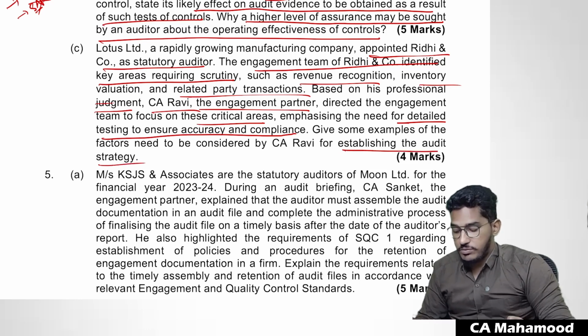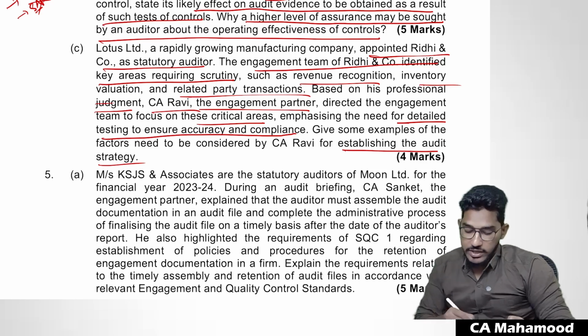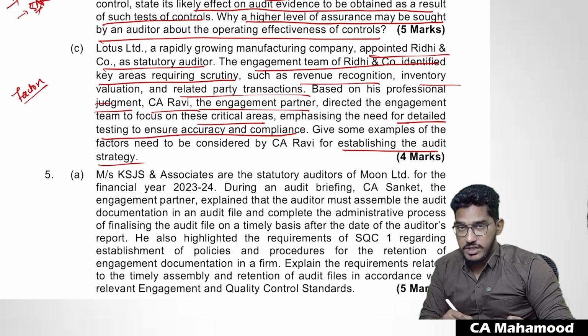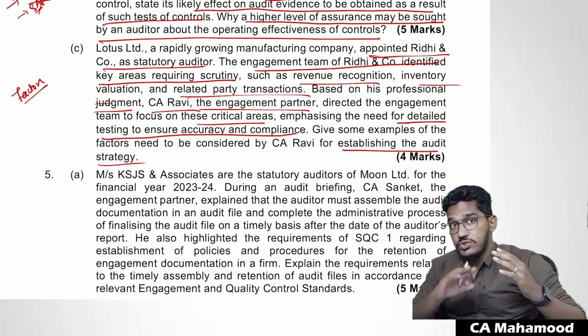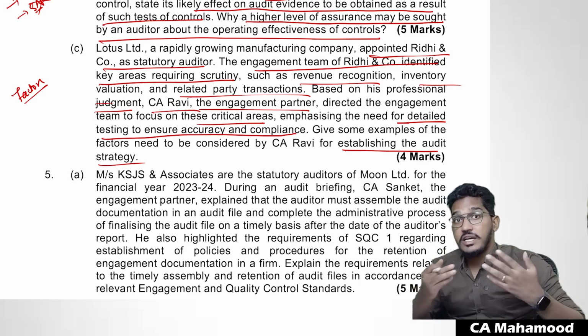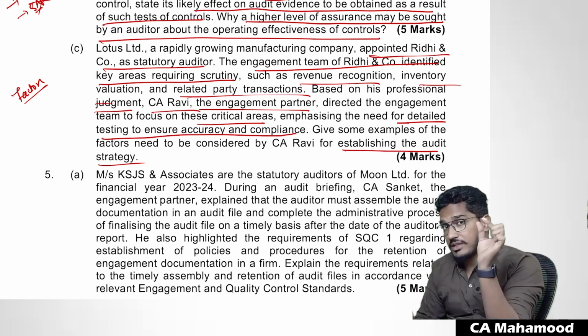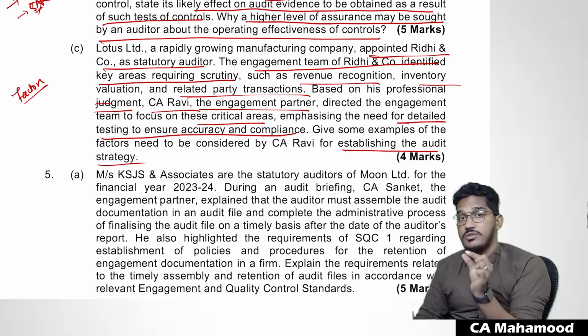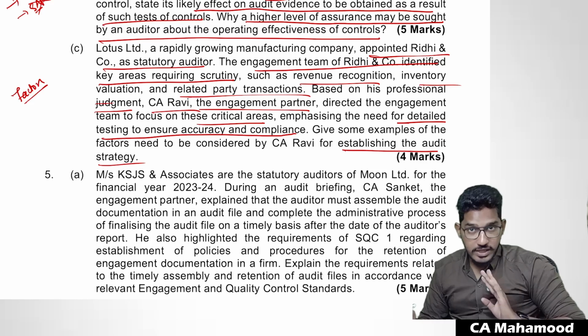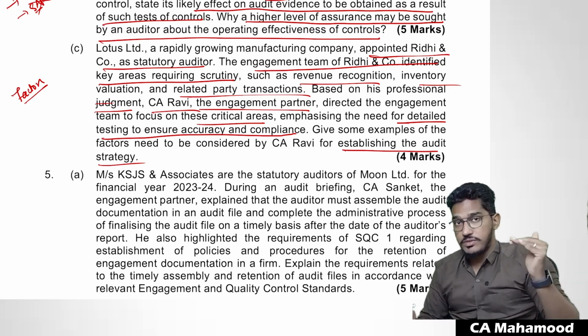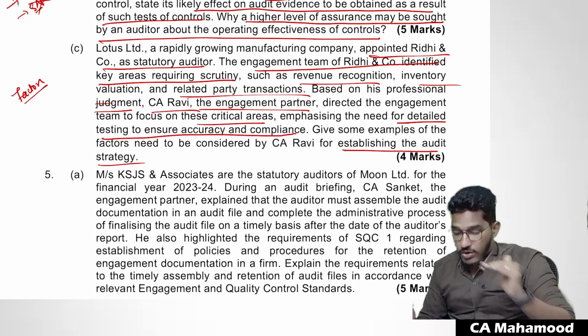strategy. See here, most of the students will make a mistake. They will write all the factors. We have 5 factors which should be considered while establishing audit strategy. Many of the students will write that. No. Here, the question is, there are so many factors. In that, one of the factors is those matters which the auditor feels significant in their professional judgment. Like that, one factor will be there. For that one factor, examples will be there. That is what you are supposed to write. But I know the majority of the students will ignore this and write all the 5 points. No, they are not asking about all the factors.